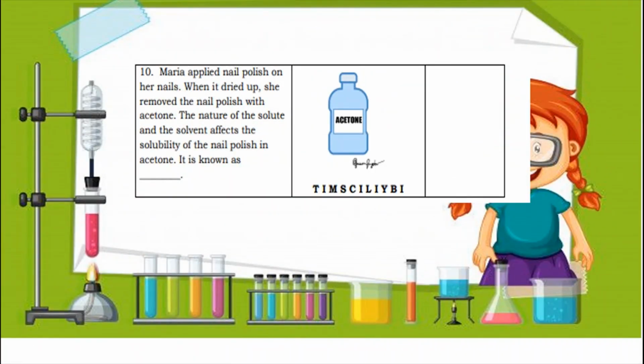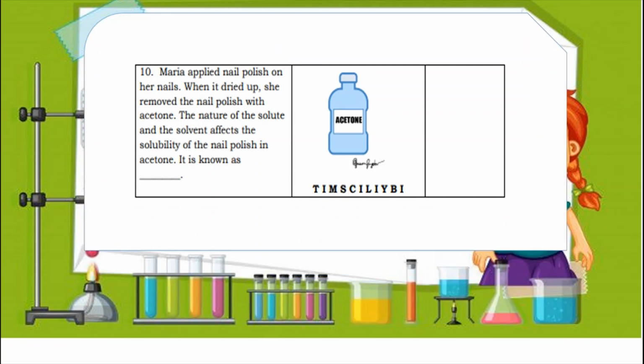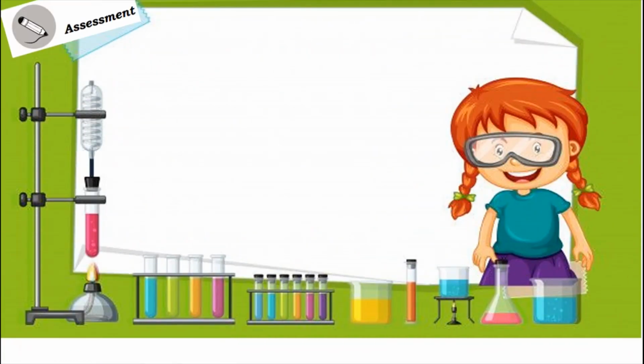Number 10. Maria applied nail polish on her nails. When it dried up, she removed the nail polish with acetone. The nature of the solute in the solvent affects the solubility of the nail polish in acetone. It is known as miscibility.